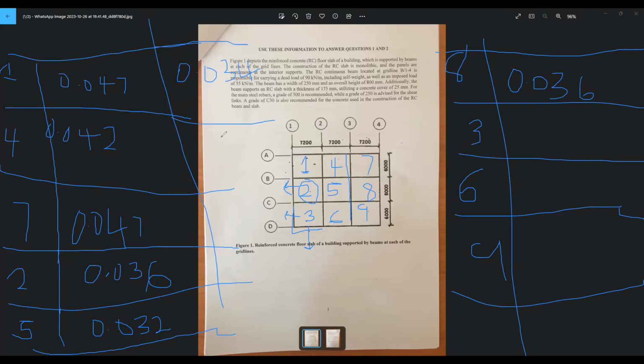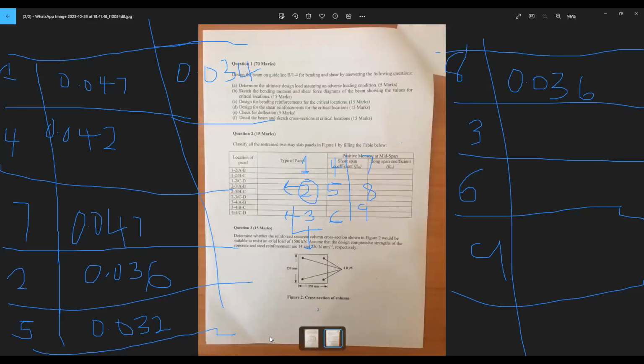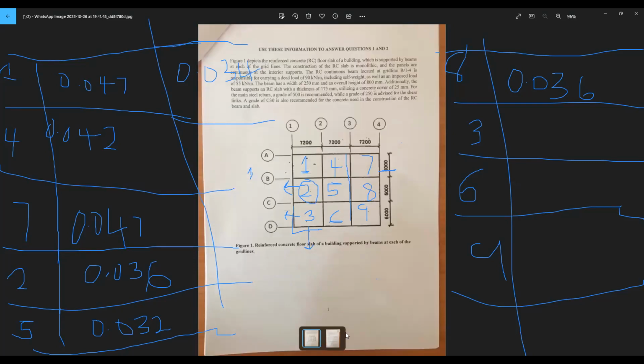And that is the answer for this place, 0.034 for panel 1. This is panel 1. Don't be confused. So let's move on. That is 0.034. Okay. Cool. Let's move on to panel 4.